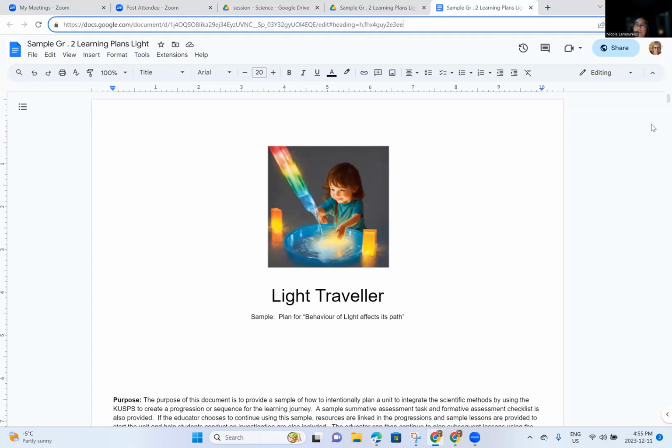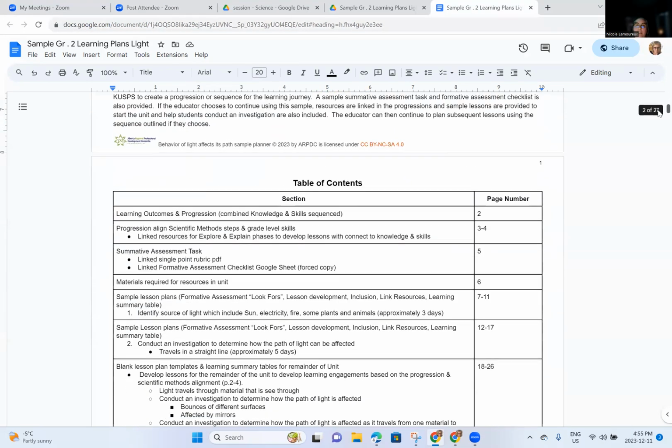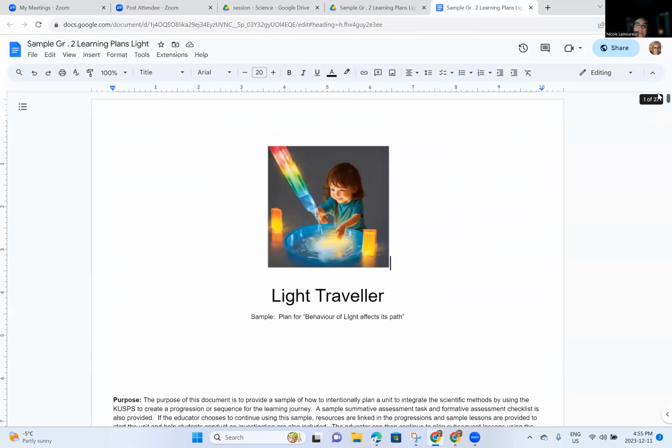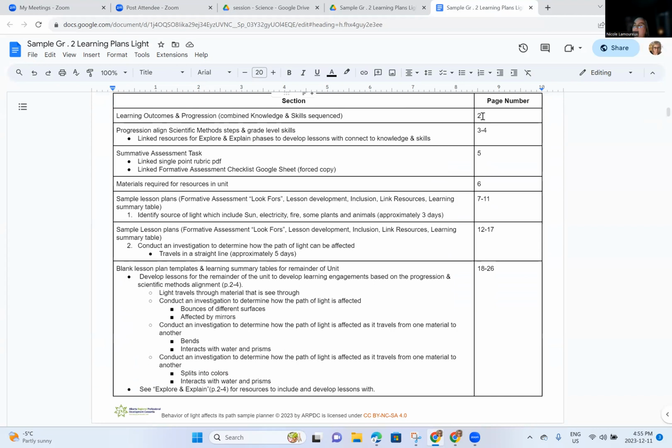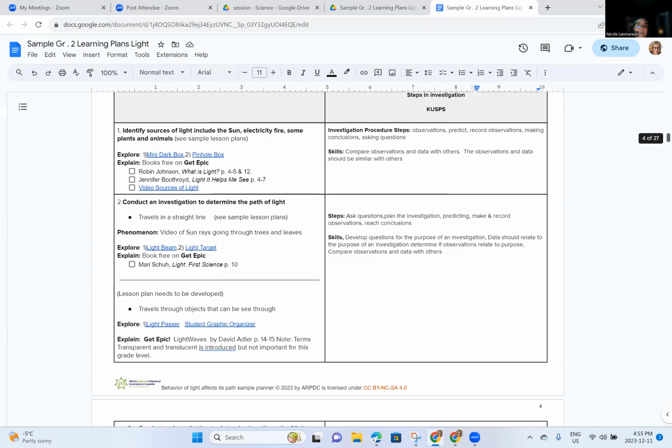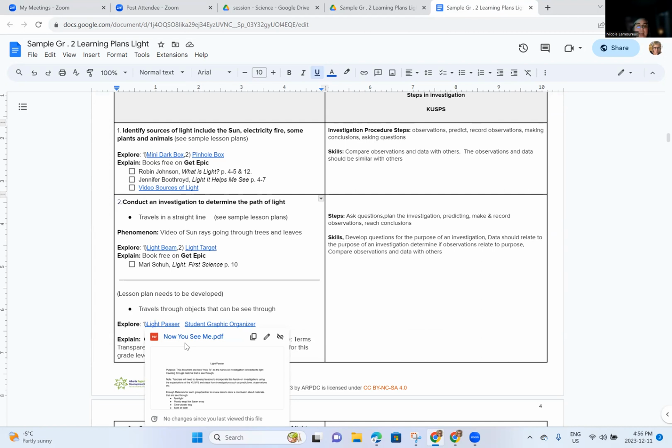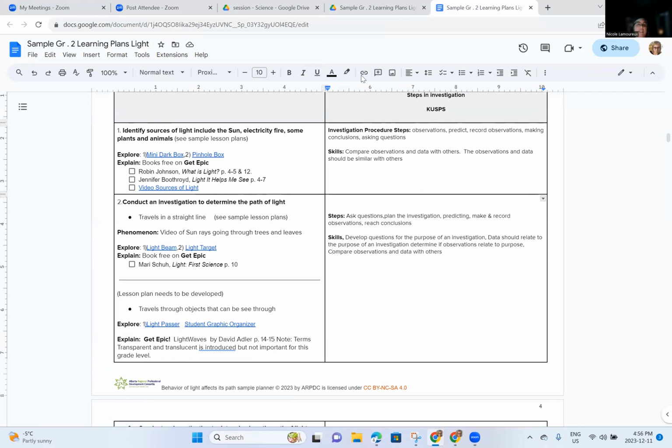I'm going to show you, linked in the planning document is the resource that you receive. So here is a table of contents of where you can find the assessment checklists and things like that. And then here you'll see the sequencing. So I gave you 2 lesson plans, but if you click on these, you're going to get access to all the hands-on investigations.